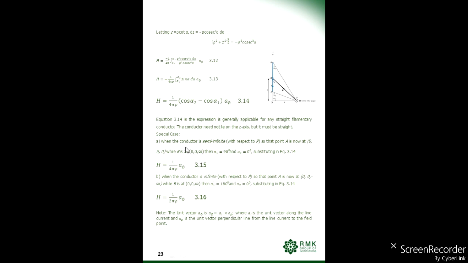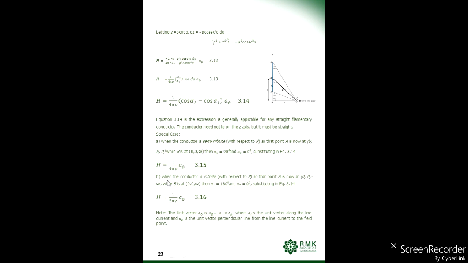Now we can extend this, as we have two cases here. When we consider that the conductor is semi-infinite, the point A will be at 0, 0, 0 and the point B will be at 0, 0, infinity. Then we substitute alpha 1 equal to 90 degrees and alpha 2 equal to 0 degrees in equation 3.14, and we get the magnetic field intensity H equal to 1 by 4 pi rho in terms of A phi cap.